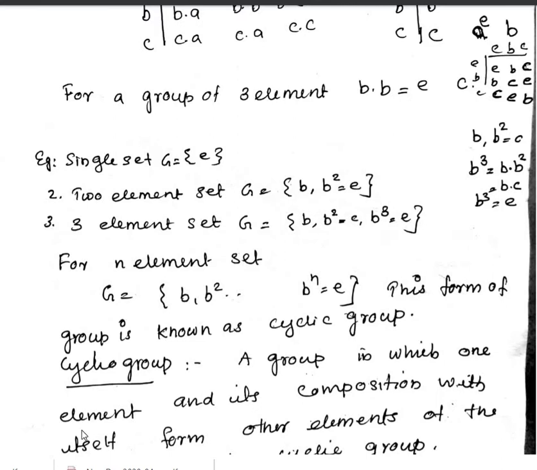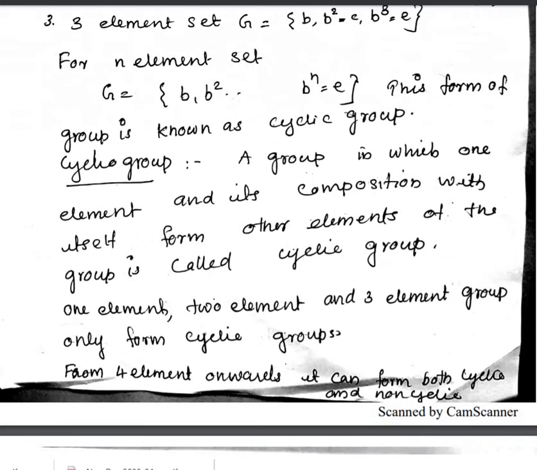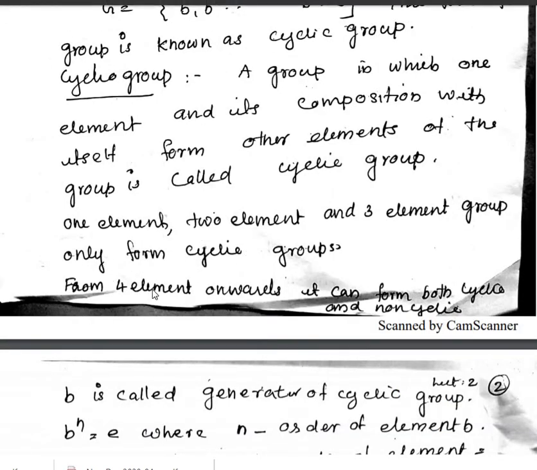So such a type of group is known as a cyclic group. So G is equal to {B, B square, ..., B raised to n} for an n element group. The condition is that B raised to n should be equal to E. This form of group is known as the cyclic group. So a cyclic group is a group in which one element and its combination with itself form the other elements of the group. That type of group is known as a cyclic group.